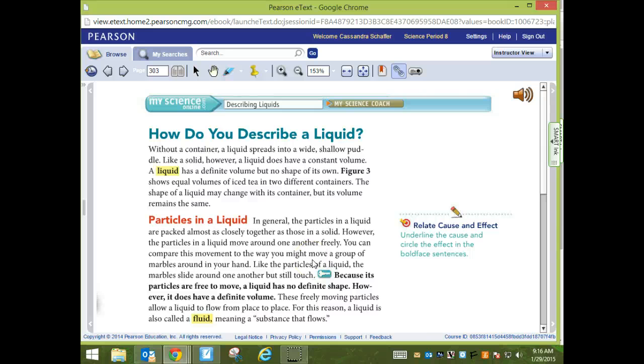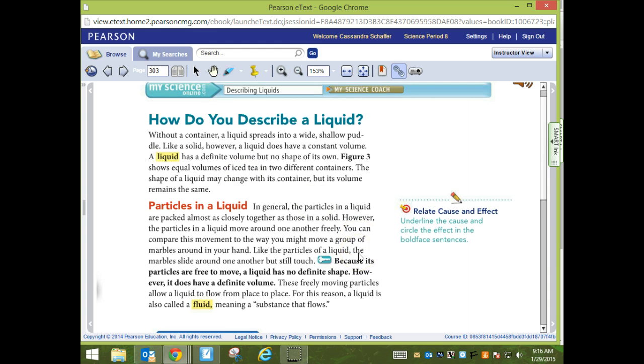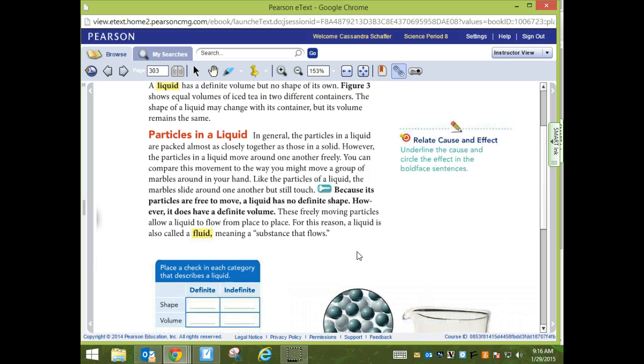Hi, sixth grade. Today we're going to be talking about liquids. Let's go ahead and preview our reading for liquids. How do you describe a liquid? You need to think back to how you described a liquid when we were first making observations of them with our states of matter and bubble activity. We're also going to be talking about the particles in a liquid.